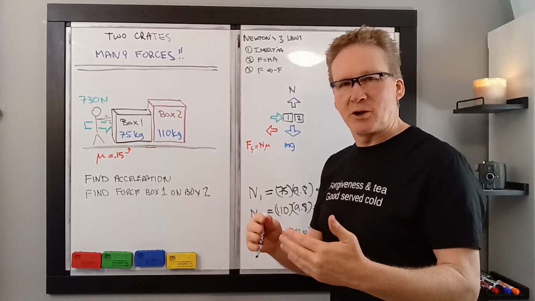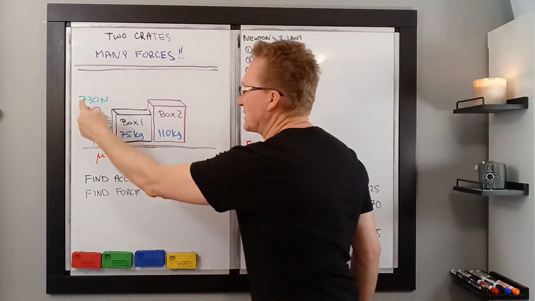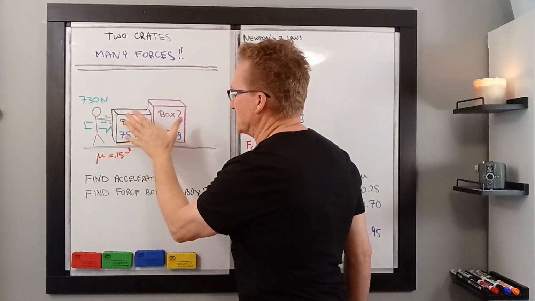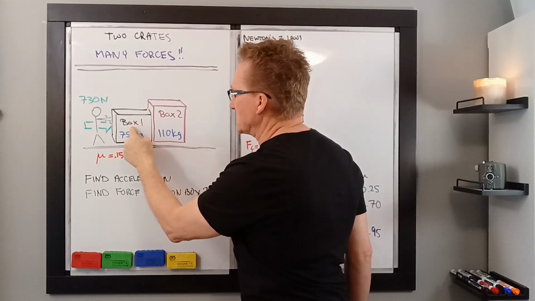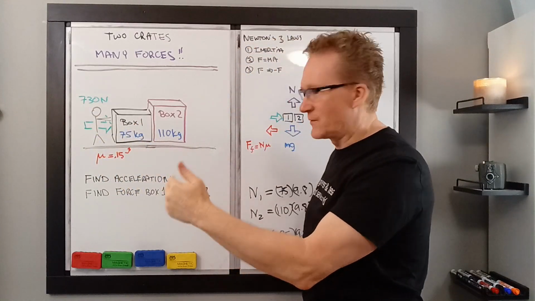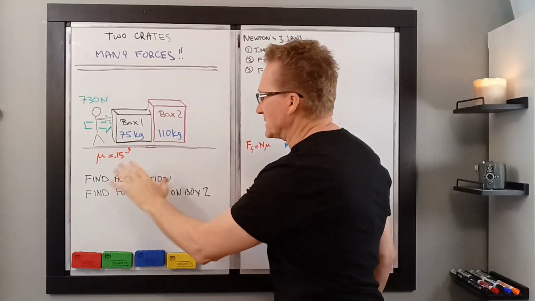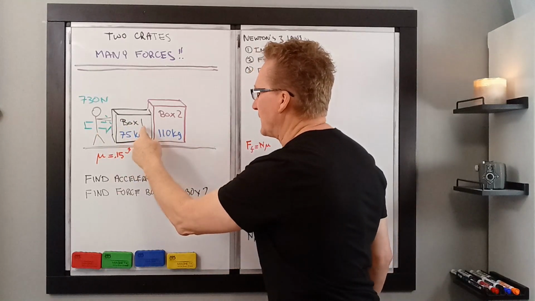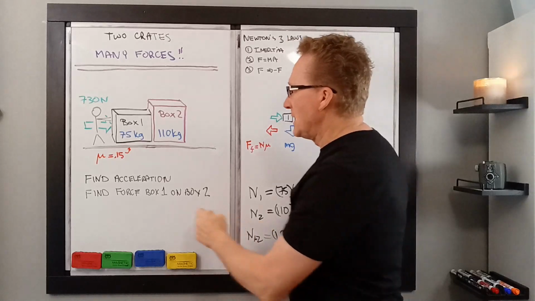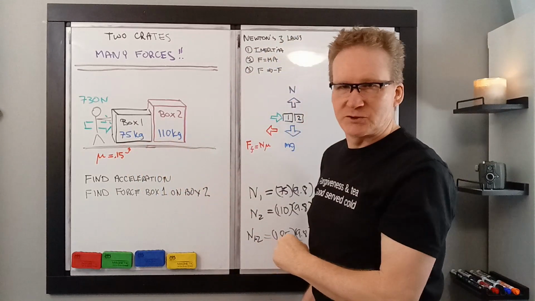So hopefully this problem gives you a lot of introduction to these kinds of issues. Here we have somebody pushing these two boxes. The boxes are right against each other. Box number one is where this person is pushing with a force of 730 newtons. Box one is pushing box two, and they're moving along like this. They start off from rest. We're supposed to find the acceleration of this system, and then we're supposed to find the force that box one pushes on box two with.